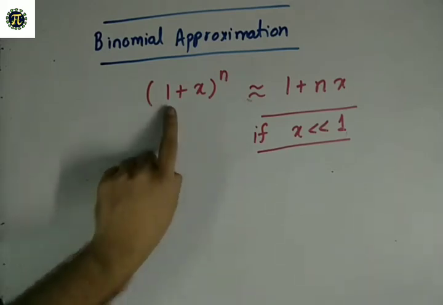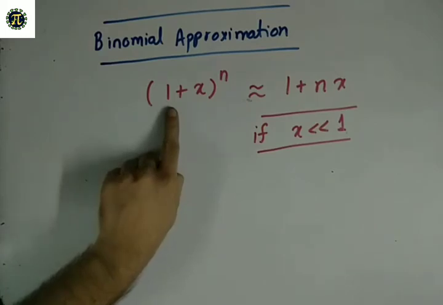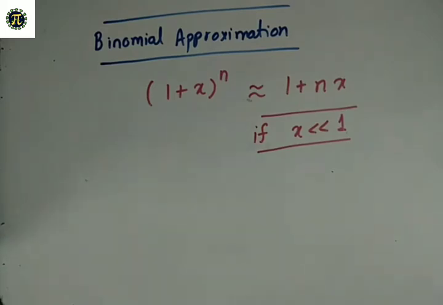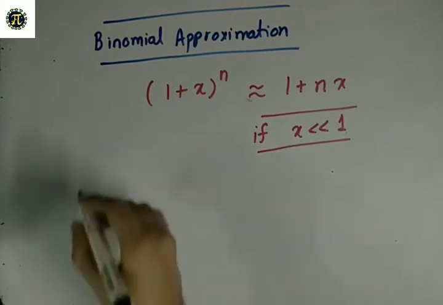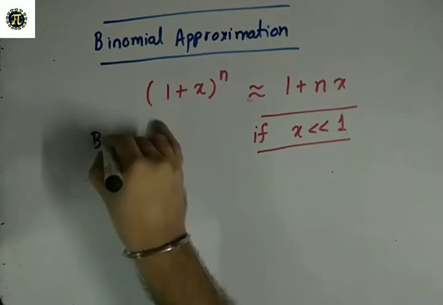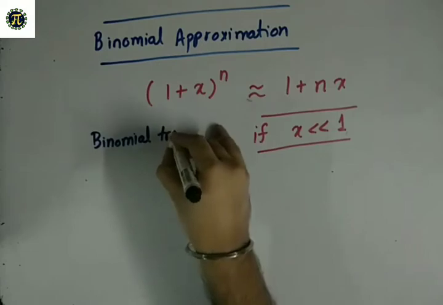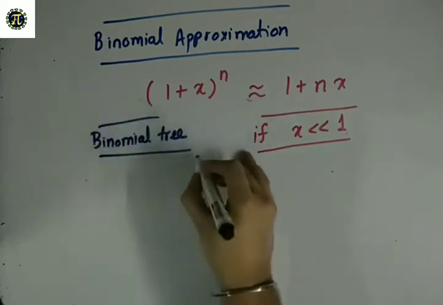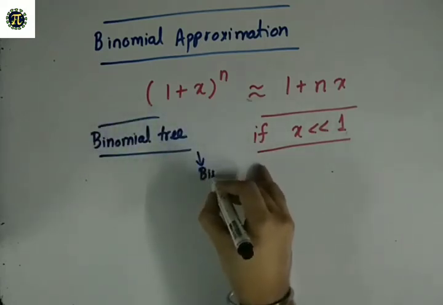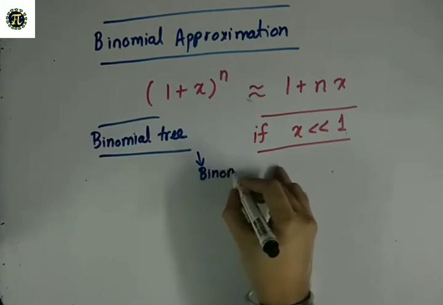expansion. So you will say, okay, you have seen (1 + x)^2, (1 + x)^3. So what are all those numbers and why is this 1 + nx? First of all, I want to talk about the binomial tree. This you will learn in the chapter Binomial Theorem of your maths course.